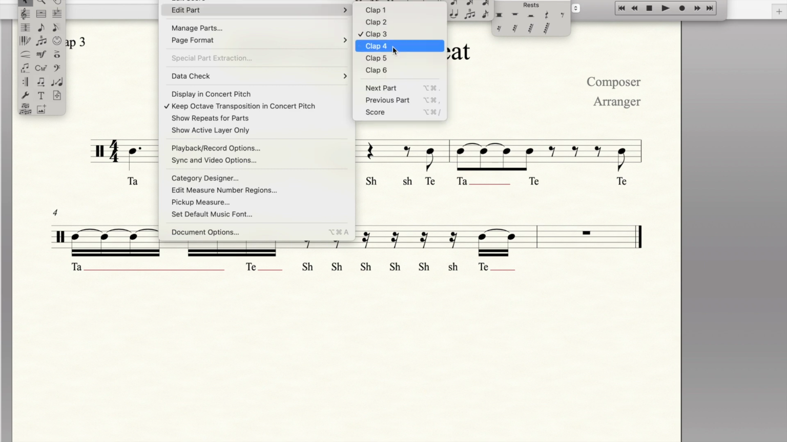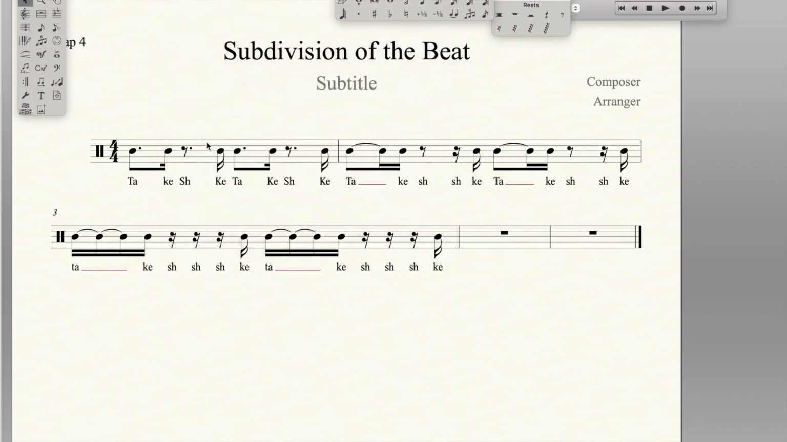Let's go to number 4. Okay, here's the ta kish, ke ta kish, ke ta kish, ke ta kish, ke ta kish.